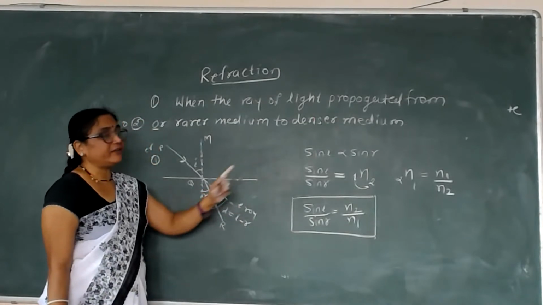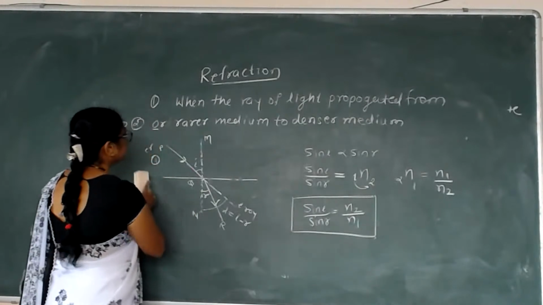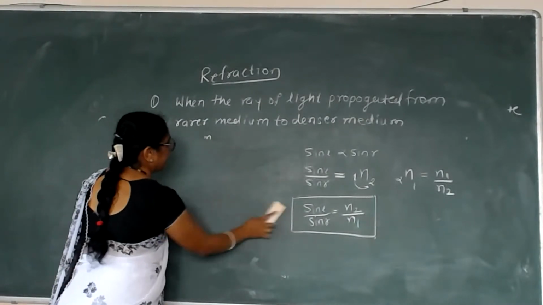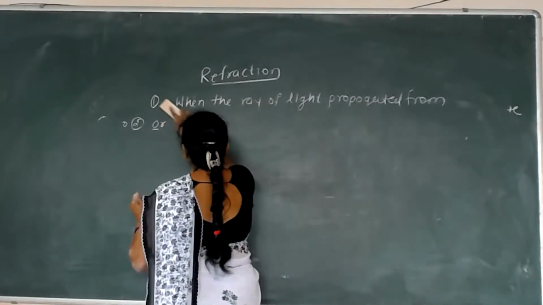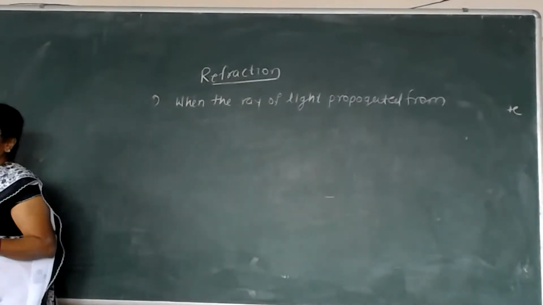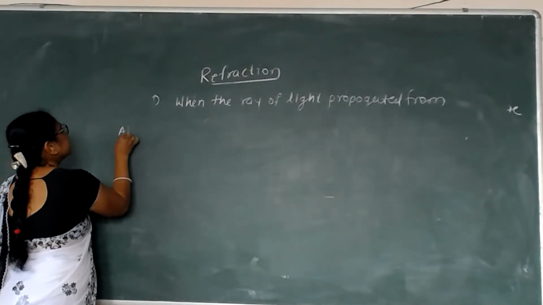On which factor does the velocity depend? So here, the next part, the refractive index or the absolute refractive index.